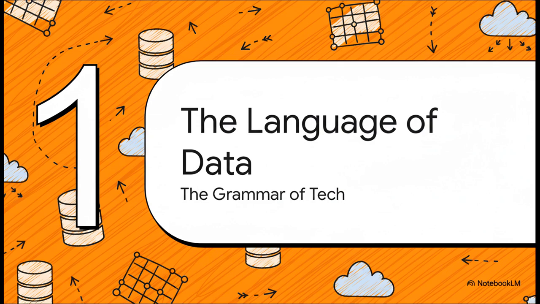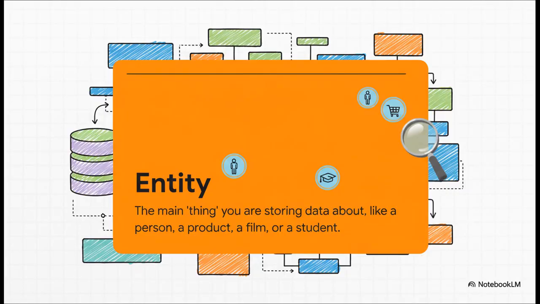Okay, so to really understand how these incredible systems work, we've got to learn their language. You can think of these next few terms as the basic grammar of tech. These are the absolute keys to unlocking the digital world. First up is the entity, and honestly, it's super simple. This is just the main thing we're collecting information about. So it could be a person in your contacts, a product on Amazon, a movie on Netflix, or a student in a school system. It's basically the noun of our data sentence.